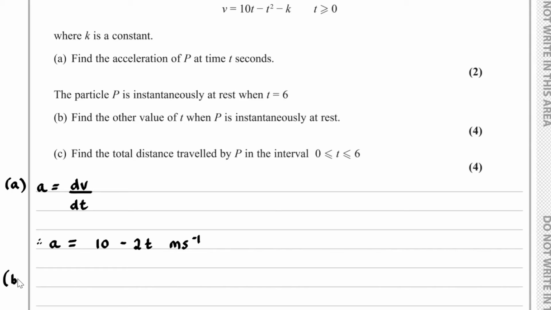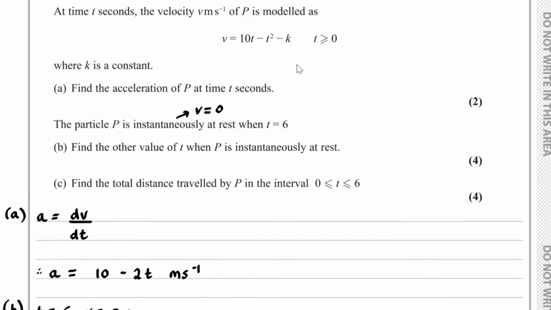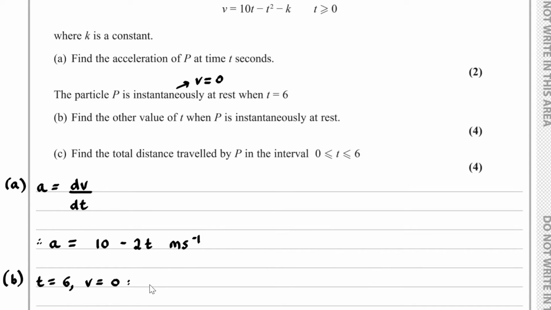Now, for part B of the question, the particle is instantaneously at rest when t equals 6. We have to find the other value of t when P is instantaneously at rest. Instantaneously at rest would suggest v equals 0. So, when t is equal to 6, v is equal to 0. And if we substitute this into here, v is 0.